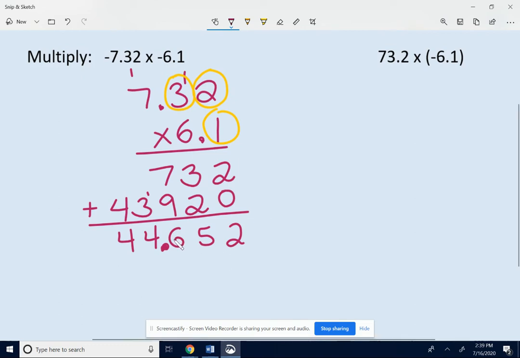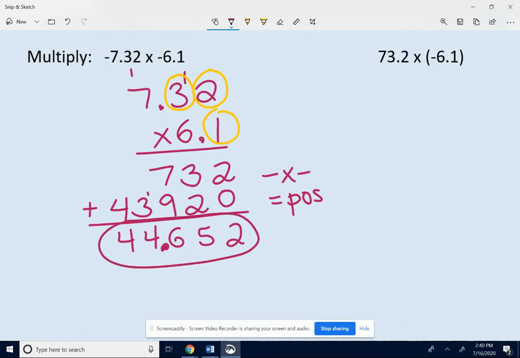Now I need to think about the sign. Negative times a negative. Those two numbers have the same sign. And you know that when you multiply two numbers, if they have the same sign, like both of them being a negative, like this one, the answer is positive. So the correct answer is a positive 44.652.